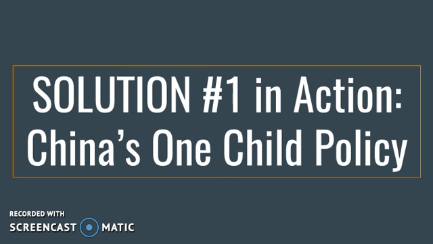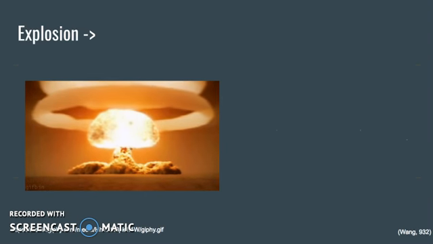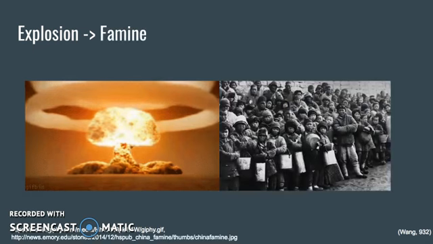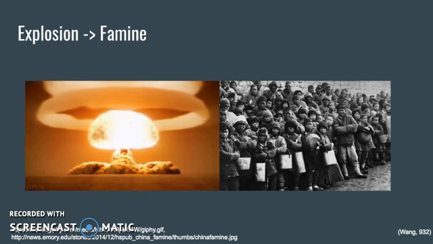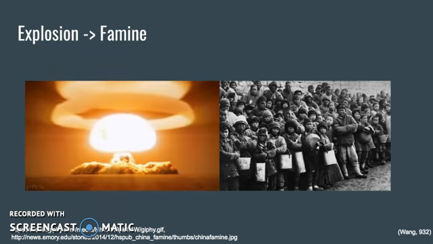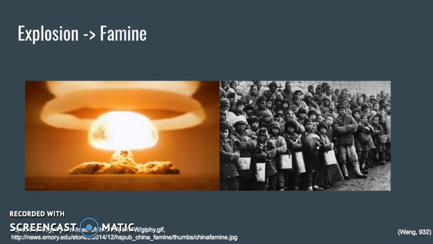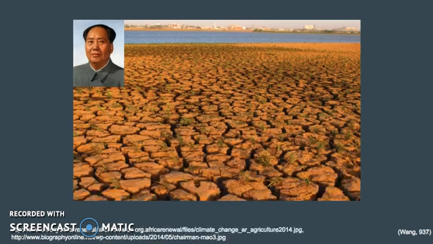Solution number 1 in action: China's one-child policy. Starting in 1980, the Chinese government disallowed families from having more than one child. After seeing their population explode in the first half of the century, China endured a widespread starvation known as the Great Famine, where an estimated 30 million people perished from 1958 to 1961. Some say this famine directly caused the one-child policy, since China's new agricultural system put in by Mao Zedong could not sustain the incredible amount of people living in the nation.